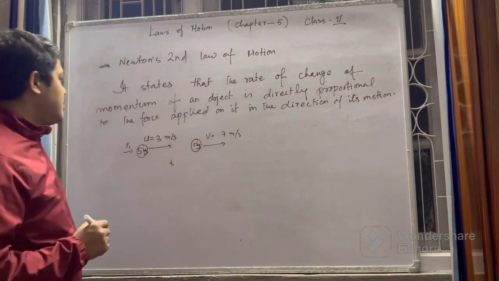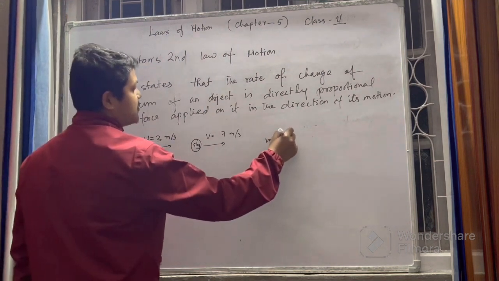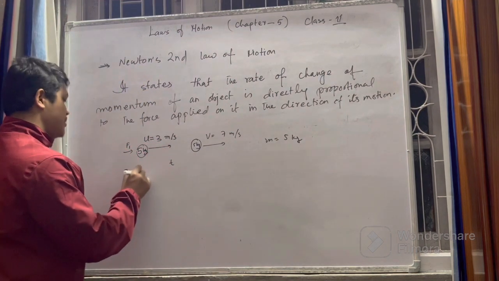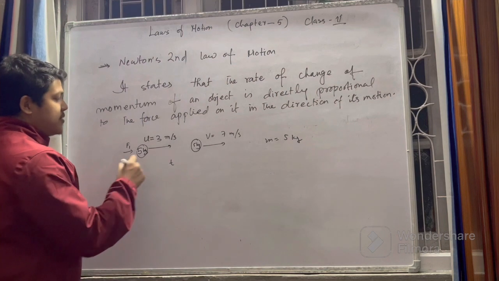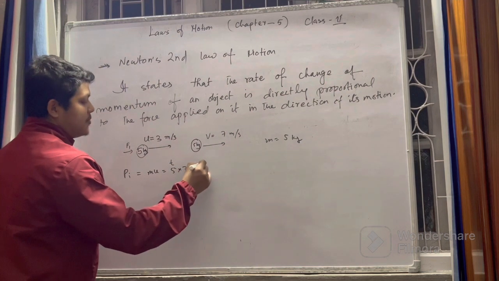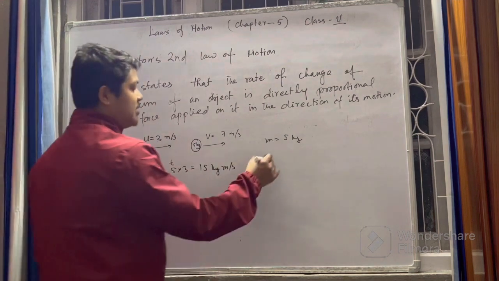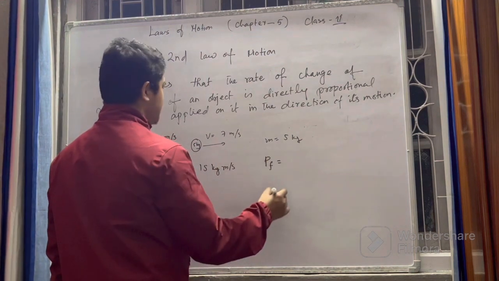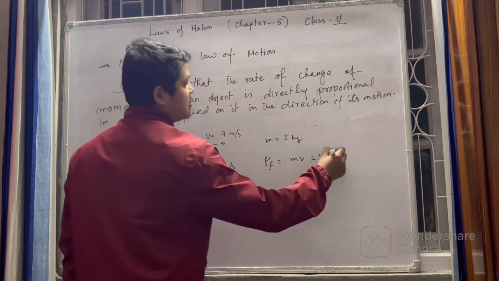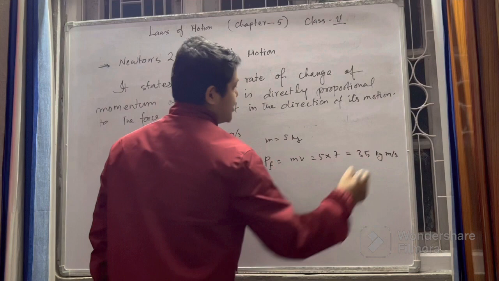So what will be its change in momentum? Now you see here, in this case the mass of the object m is 5 kg. So what will be the initial momentum? Pi means initial momentum. So m into u is equal to 5 into 3, that's 15 kg meter per second. And what will be the final momentum? Pf is mv. So mass is 5 kg, v we have got 7, that's 35 kg meter per second, right?